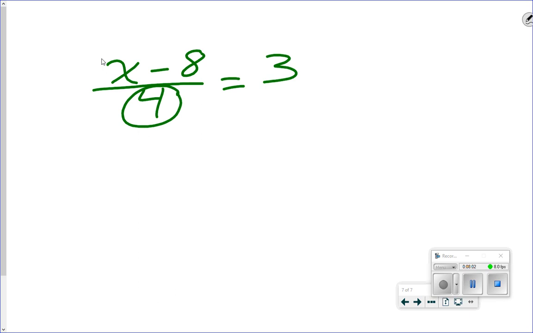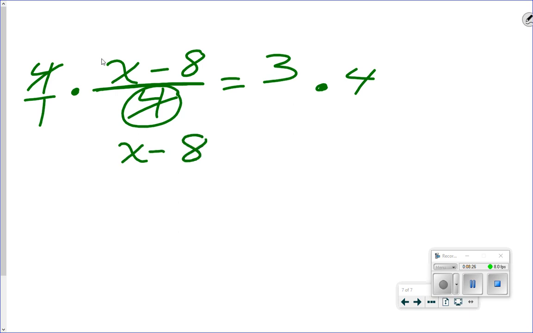So to get rid of something that's being divided by 4, this whole thing is being divided by 4, and to undo division, we multiply. So we're going to multiply both sides by 4 first. This is one of the scenarios where you deal with the multiplying and dividing first when solving equations. And again, the 4's cancel, if you remember how to cross cancel when you multiply with fractions. And what I'm left with on the left side is x minus 8. And on the right side, 3 times 4 is 12.